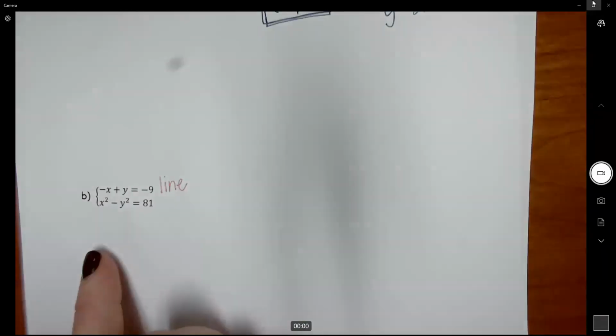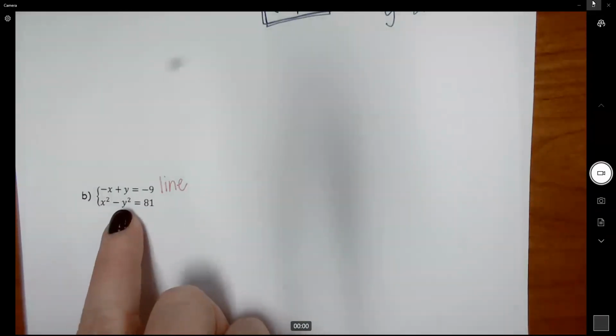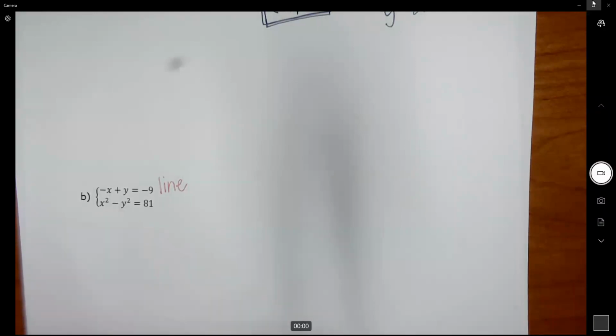Now first, let's just kind of mention what we have here. You have x to the first, y to the first. That is a line. And you have x squared, y squared. That would be a circle, but with that minus, that makes it a hyperbola again.